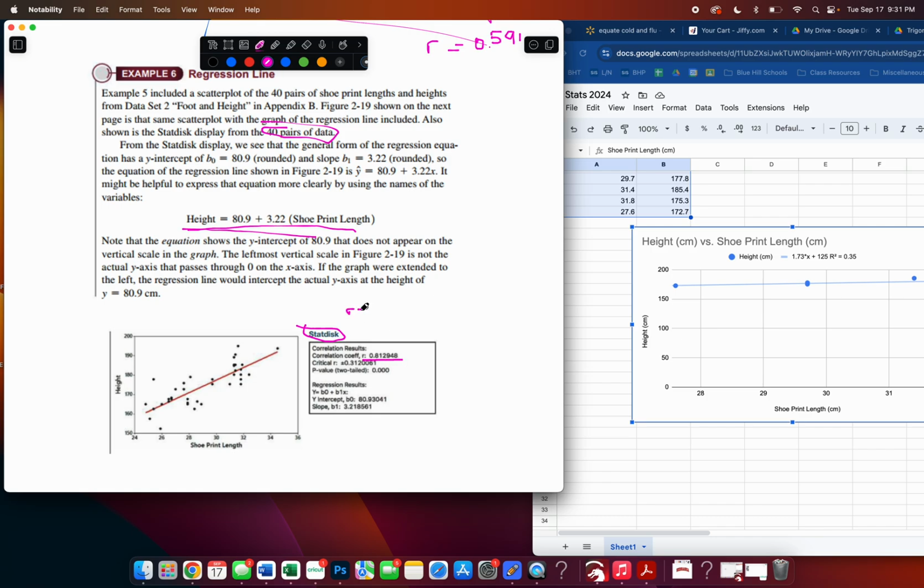r equals 0.8129. We'll just go 4 decimal places, right? That is a much better r than the r that I got when I only had 5 data points. This is much more linearly correlated. Not perfect, not 1, but 0.81 is decent, right?